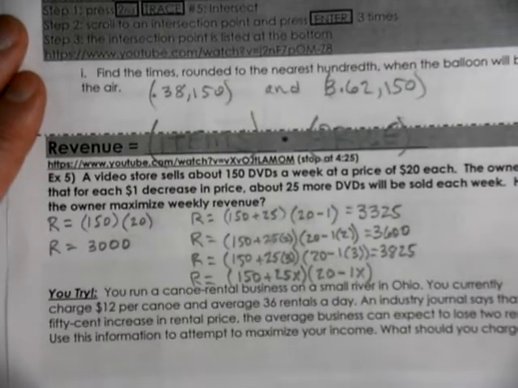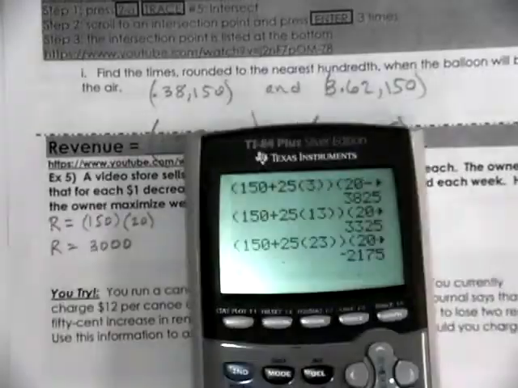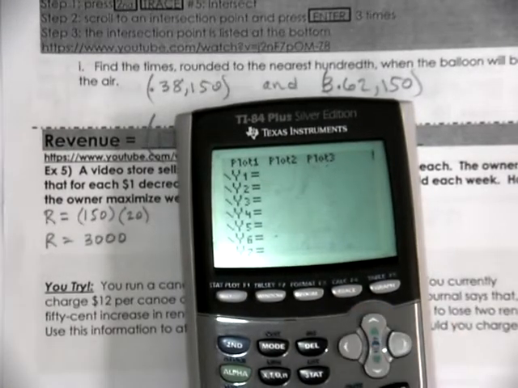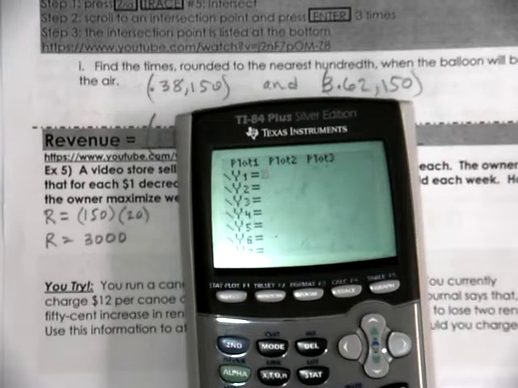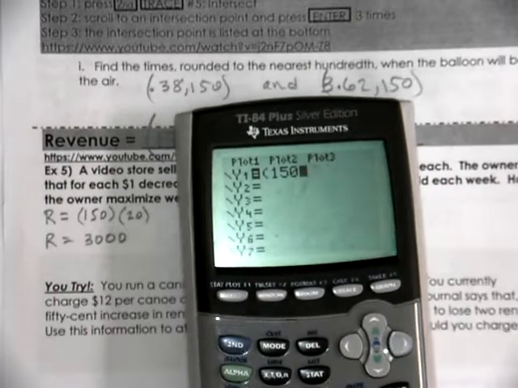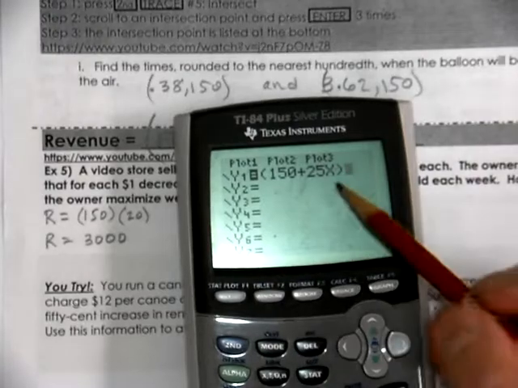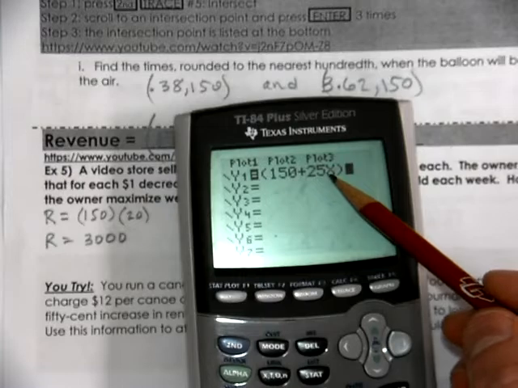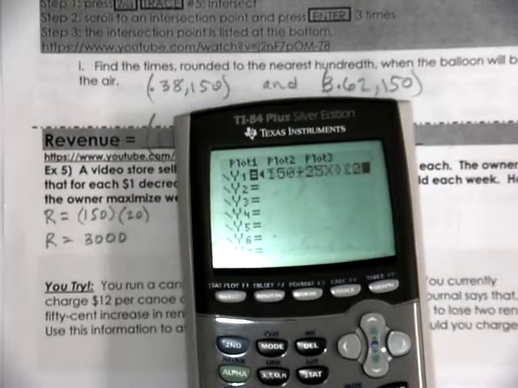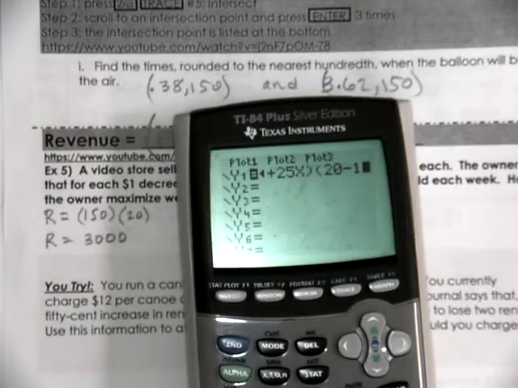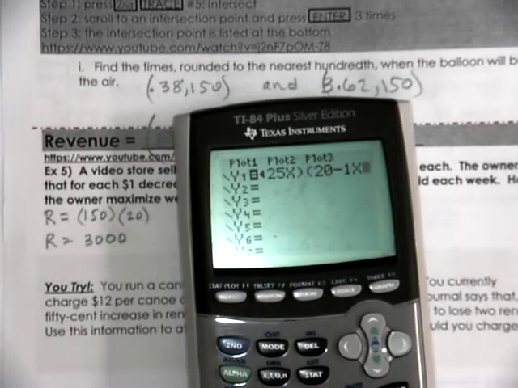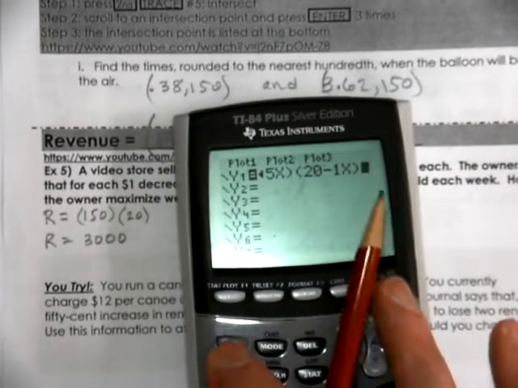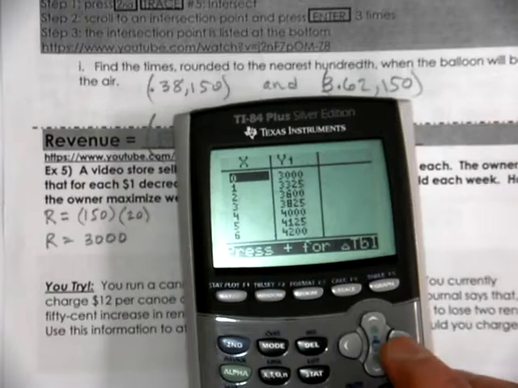That is our equation. So if we go to our calculator, go to y equals, get rid of your previous equations, we're going to type in 150 plus 25x. That means you're starting with 150 and you're adding 25 a whole bunch of times. You're taking $20 and you're subtracting $1 a whole bunch of times. Now we have this equation. If we go to our table, we can see what happens.